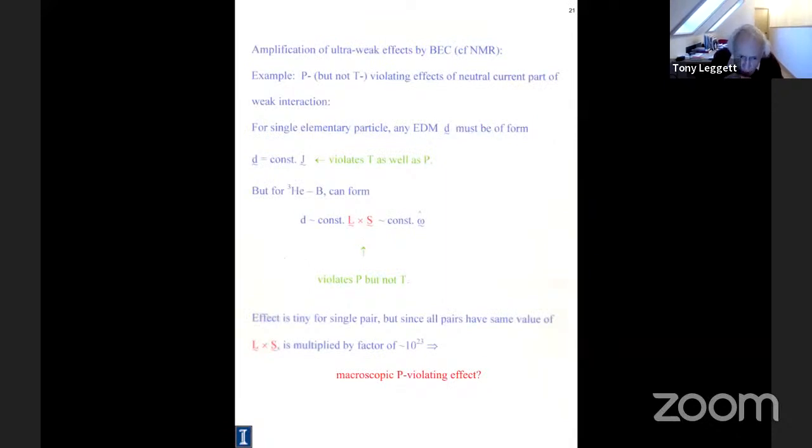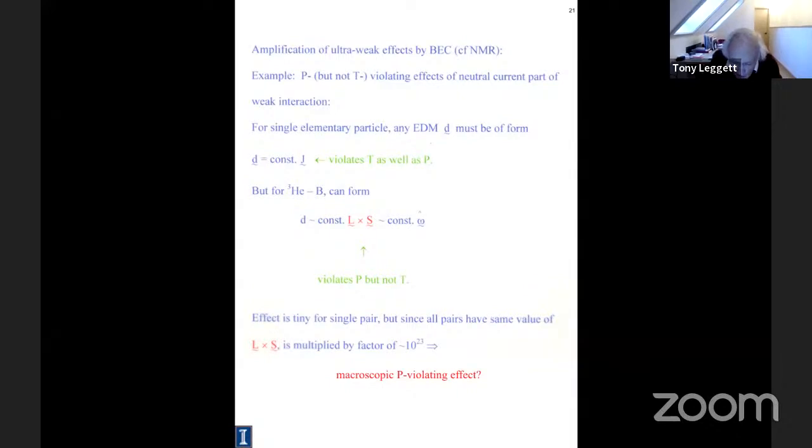So we find we can actually form an electric dipole moment along this characteristic vector L cross S, and that will violate P but not T. Now, if you were to work this out for a single Cooper pair, it's just laughably tiny. However, all the pairs have the same value of L cross S, so it's multiplied by a factor of 10 to the 23 or so. So it could come within experimental reach.